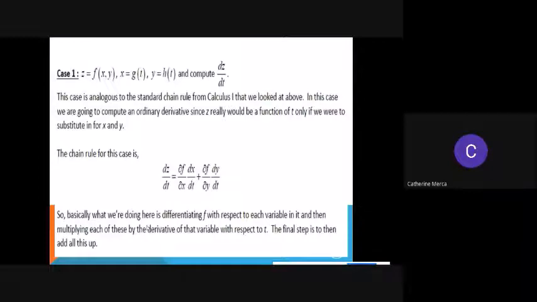So basically, what we're doing here is you are differentiating f with respect to each of its variables, and then multiplying each of these by the derivative of that variable with respect to t. Because we now have x equals g of t and y is equal to h of t.